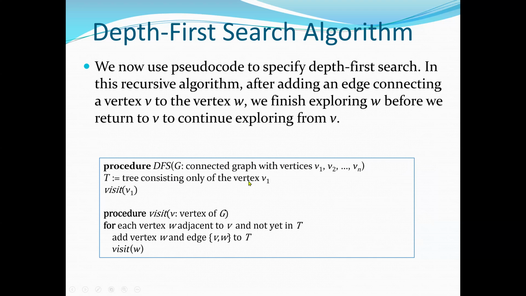Graph G is a connected graph with vertices V1, V2, up to Vn. A tree T will consist of only the vertex V1. So we visit V1, then recursively visit the vertices of G. Now for each vertex W adjacent to V and not yet in T, we add the vertex W and the edge VW to T. Then we recursively visit W.